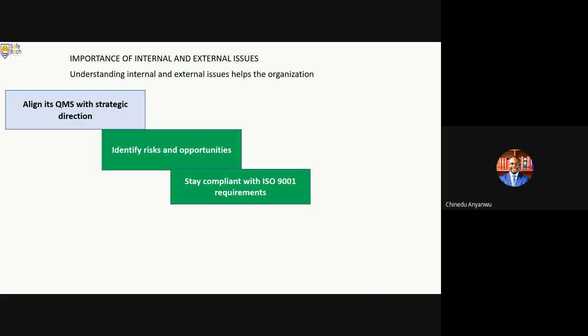Now, internal and external issues also help us stay compliant with the requirements of ISO 9001:2015. If you do not determine your internal and external issues, you will not be certified to ISO 9001. And finally, it helps for continual improvement. As it's always said, what cannot be measured cannot be improved. If you cannot determine your internal and external issues, you may not be able to improve on these things that have the ability to affect you from achieving your quality management system intentions.